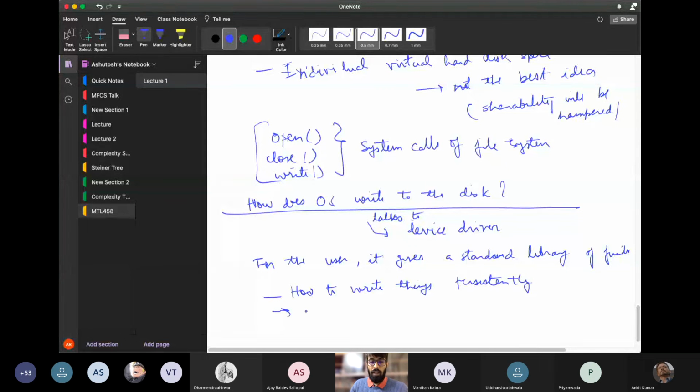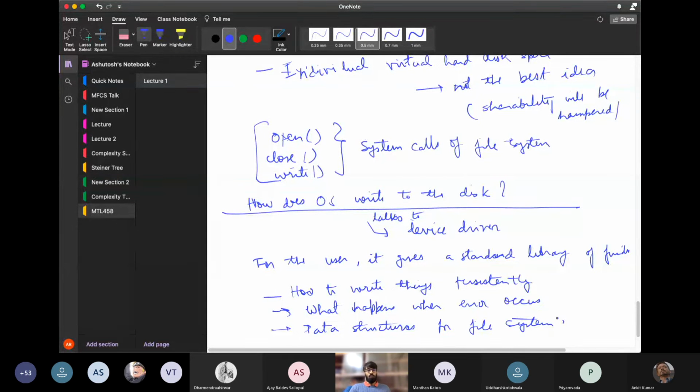What happens when an error occurs during write, or how do we recover that? Etc. Okay, and some data structures for file systems. Okay, so this is what the course will cover mostly.